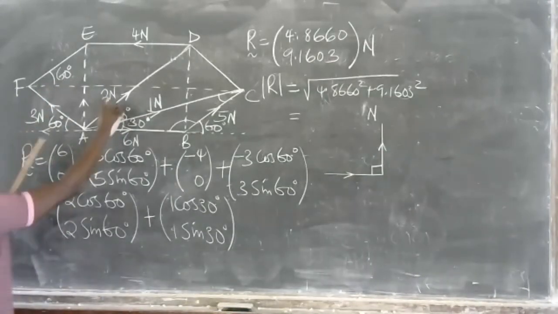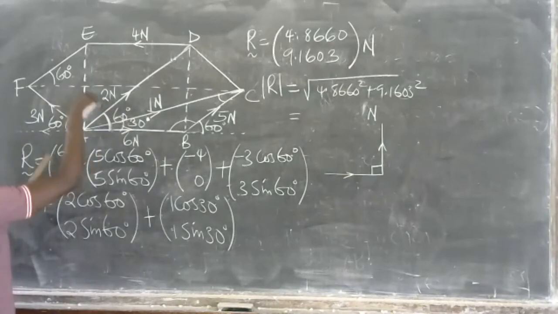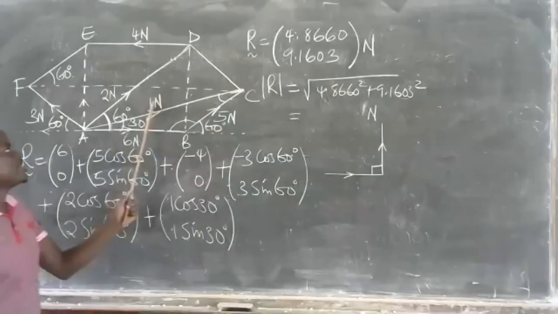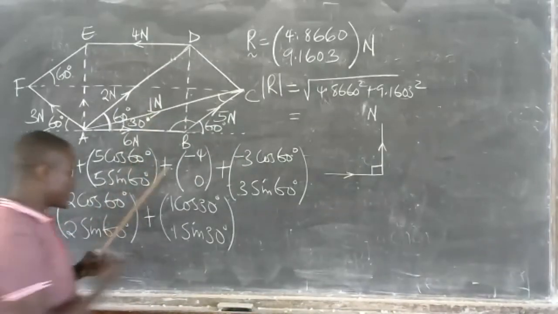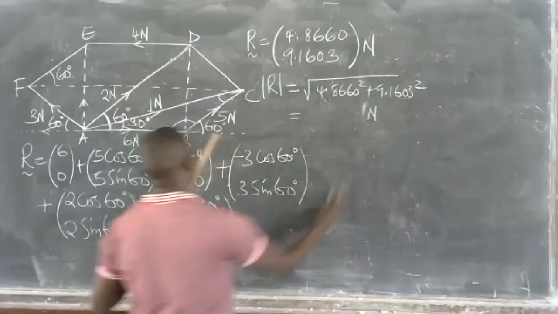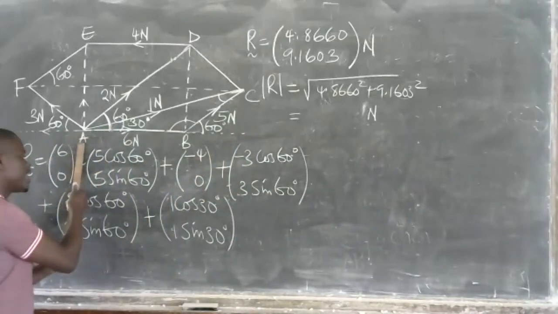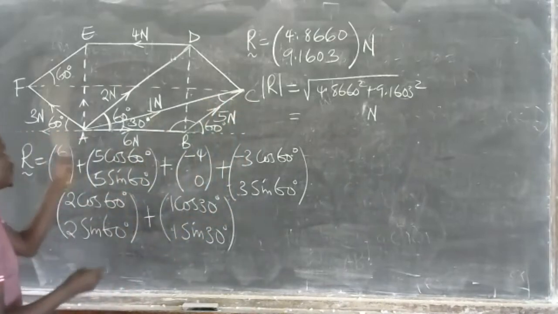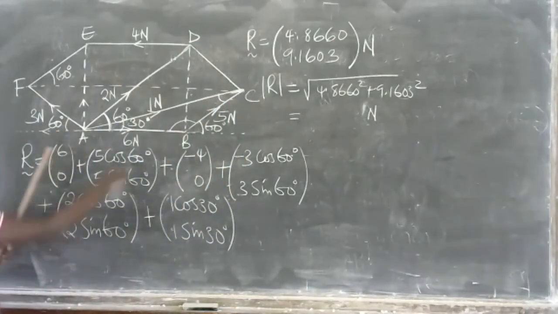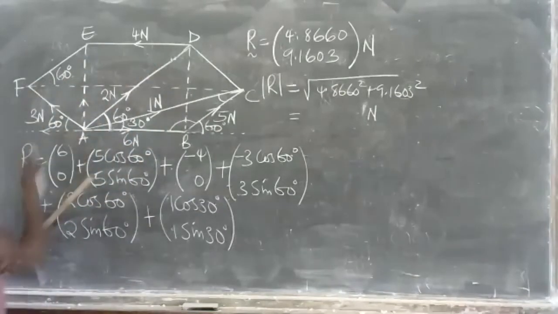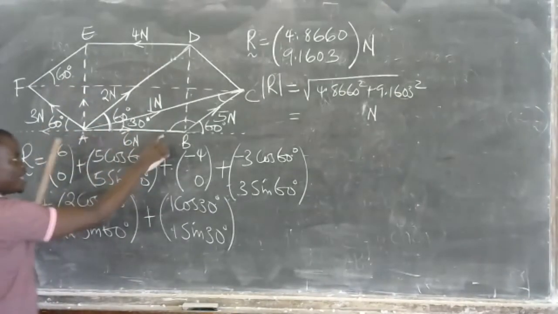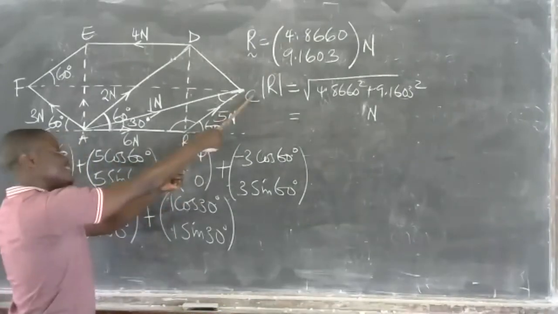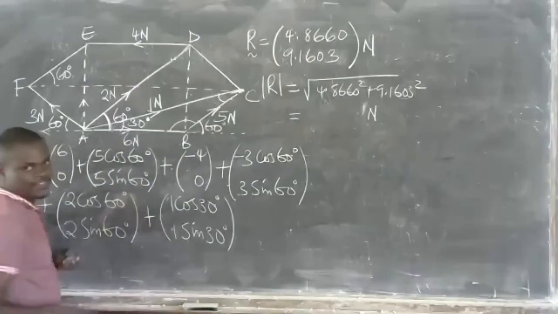So using 60, we get positive, positive 2 cos 60, 2 sine 60. And finally, we have the 1 newton's force. But the 1 newton's force is in the triangle ABC. But remember, I told you this is a regular hexagon, meaning all the 6 sides are equal length. So AB is equal to BC, meaning triangle ABC is isosceles.